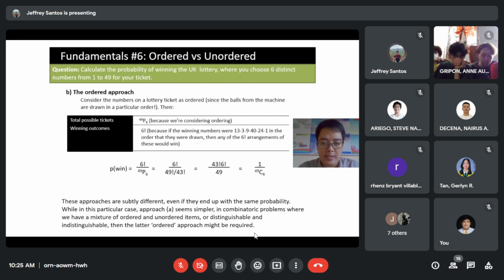And then since we have a fraction, kinross multiply, di ba? Multiplying by its reciprocal. So 43 factorial times 6 factorial over 49 factorial, which is just equivalent to 1 over the combination of 49 taken 6 at a time. So sana you take note of the difference on approaching problems, the ordered and the unordered way.